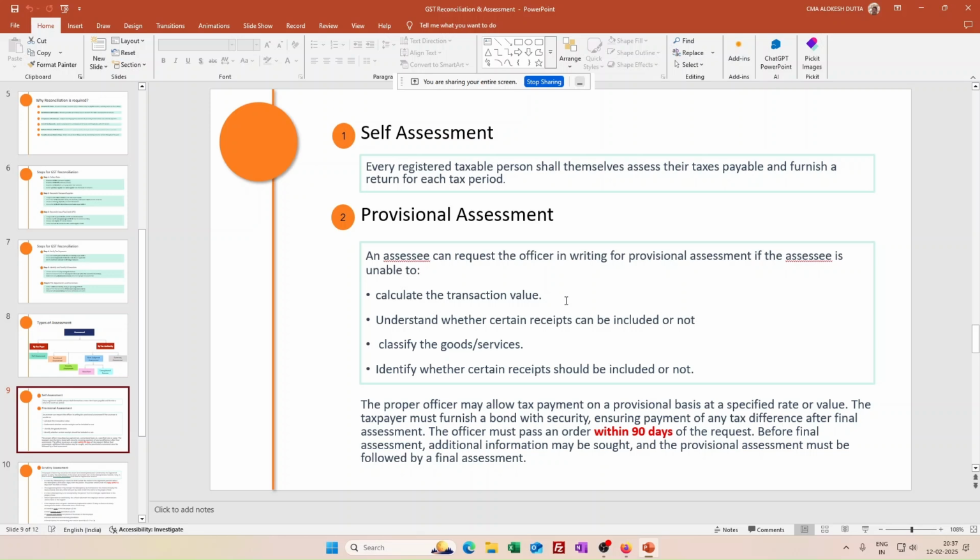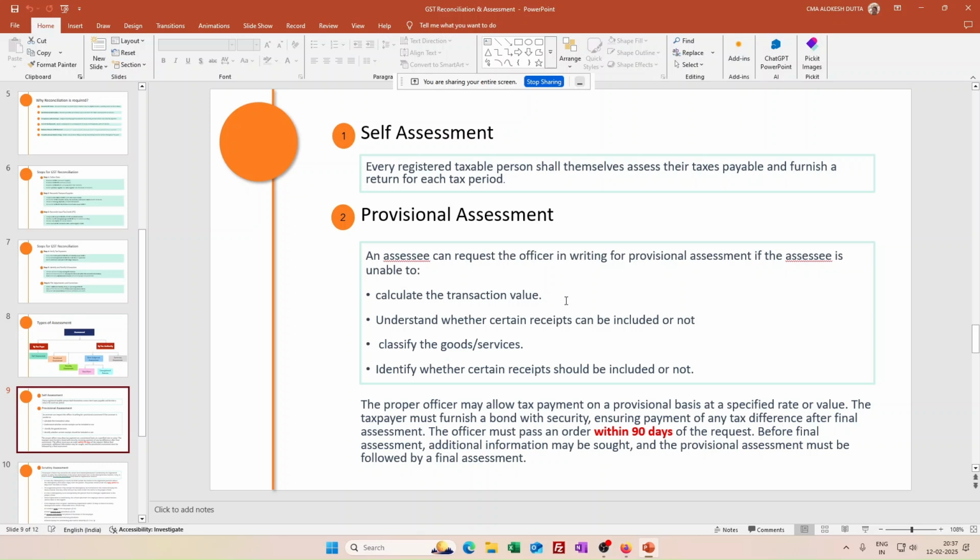And if there is any difference after the provisional assessment, you have to pay, and for that the assessee should submit a bond. The officer should pass the final order within 90 days of the provisional order. But this is a provisional order, keep it in mind. The final assessment may differ from that. But each and every provisional assessment must be followed by a final assessment.